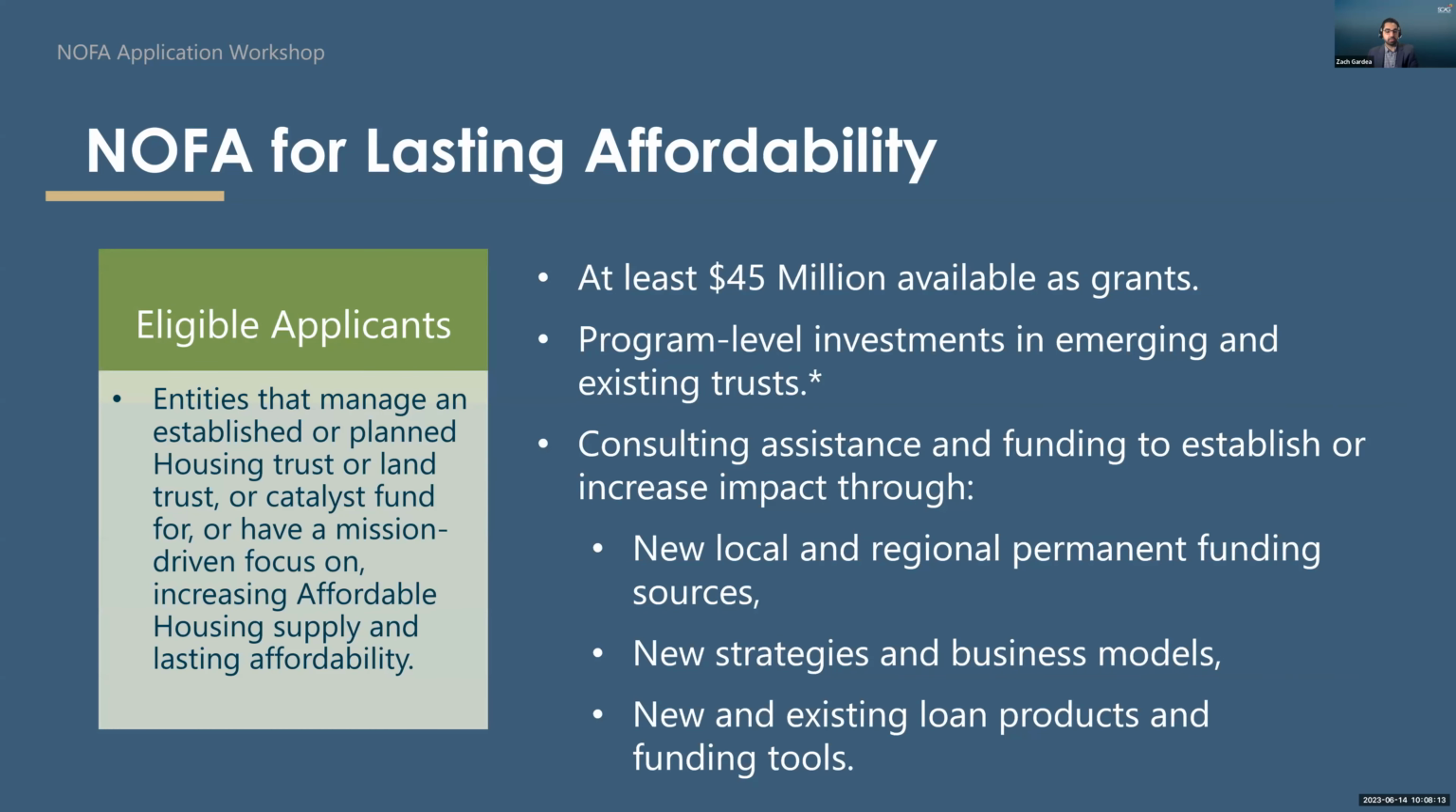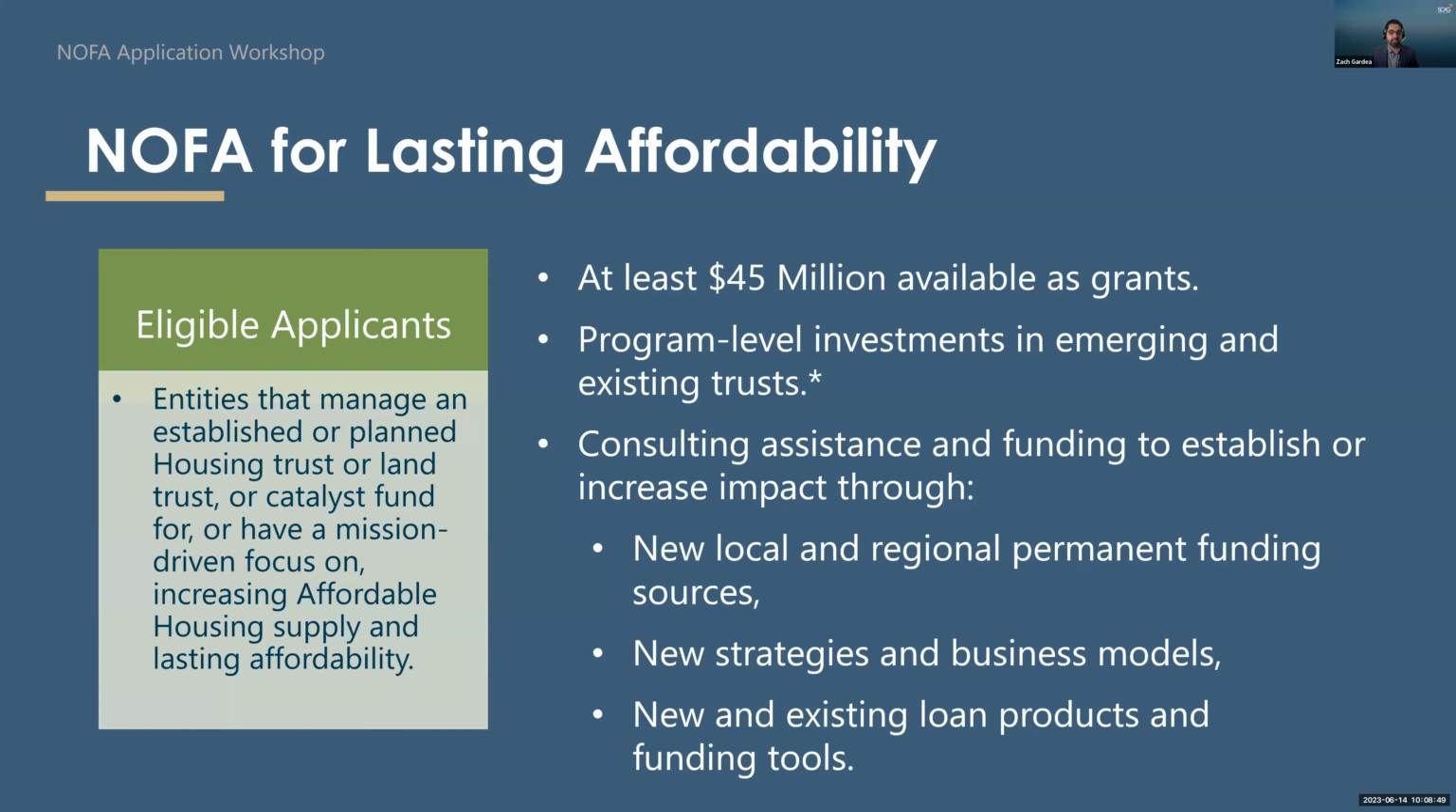So the NOFA for Lasting Affordability, again, is making around $45 million available in the form of grants to the SCAG region. Who's eligible for these funds? Entities that manage an established or planned housing trust or land trust, or a catalyst fund that has a mission-driven focus on increasing affordable housing supply and lasting affordability. This includes cities, counties, and local housing authorities, JPAs such as our sub-regional COGs.